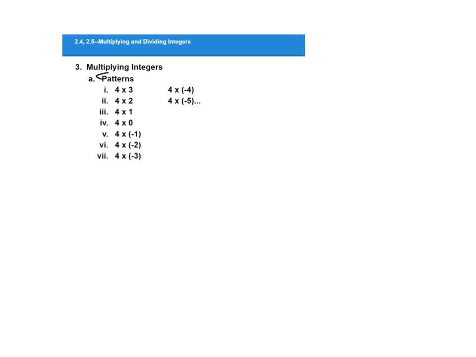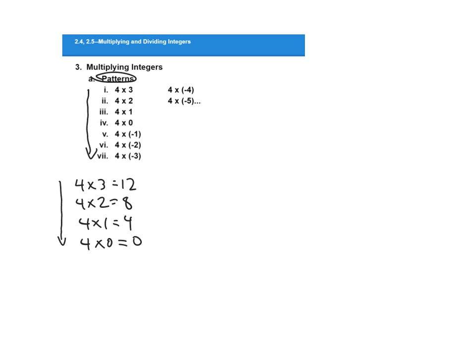So let's look at patterns with multiplying integers. Let's see the results of each of these, and we'll work our way down with the patterns. So we've got 4 times 3, we get 12. 4 times 2, we get 8. 4 times 1, 4. 4 times 0 is 0. So I'll stop there, and we can see what happens as we're going. We're keeping the 4 constant, but we're dropping the second factor.